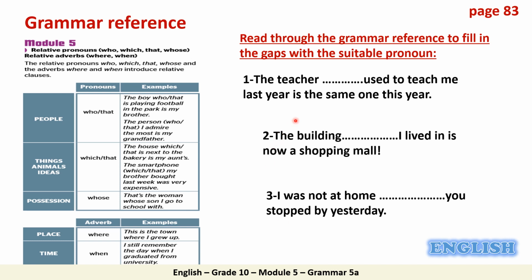The answer for the first one, the teacher, we have as a person, so we will use with it "who." Excellent. And the next one we have the building. The building is a place, so we will use with it "where." Now this one is a little bit tricky. I was not at home. I know most of you put an underline under "home," but actually it is "yesterday." It is a timing. All right, so we will use with it "when."